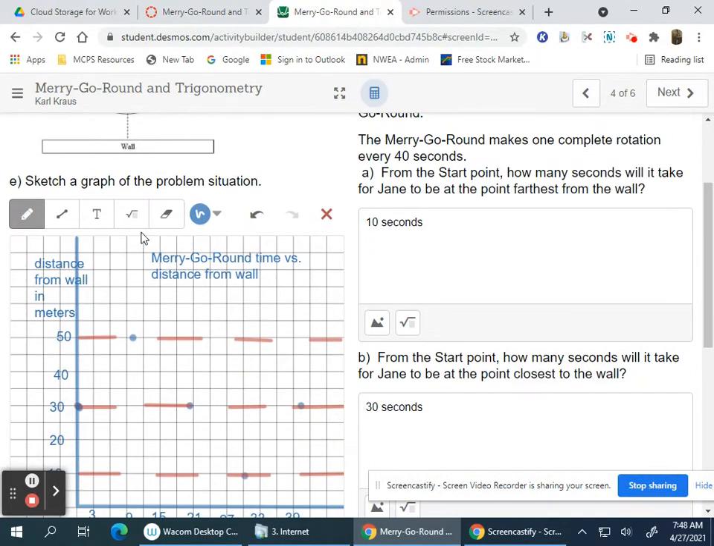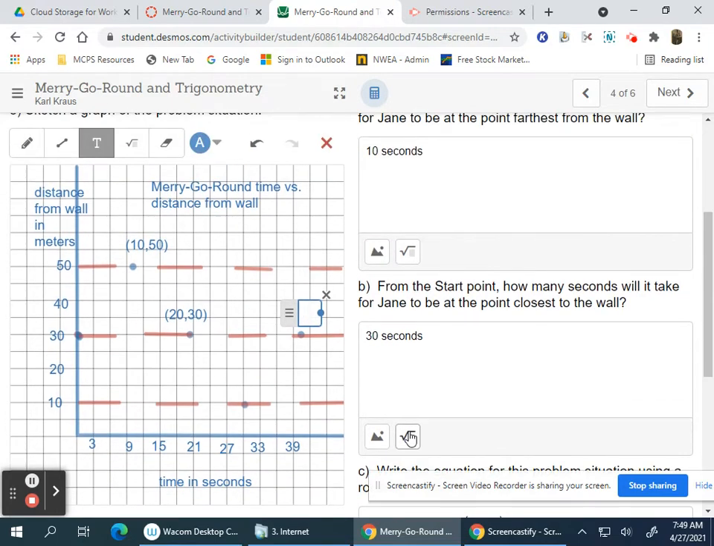So if I label these here, this is 10, 50, this point, 20, 30, and this point is 40, 30. And this minimum point is 30, 10.